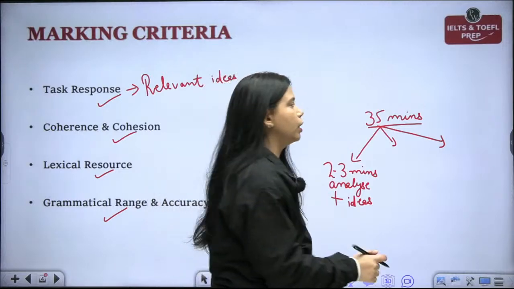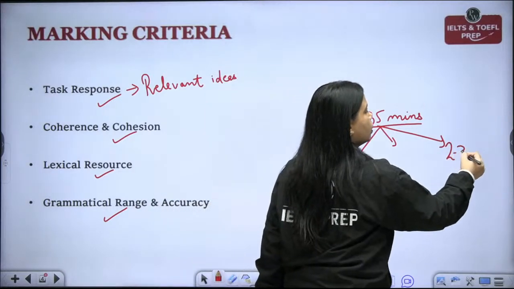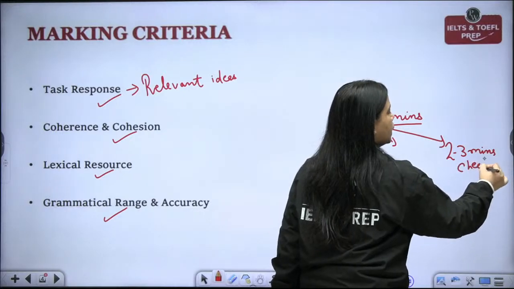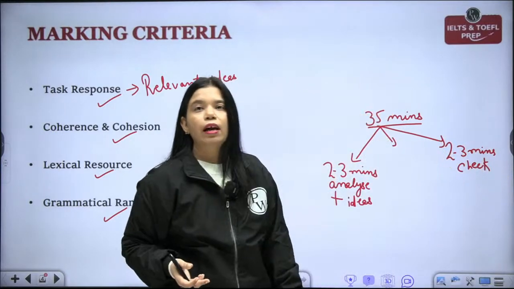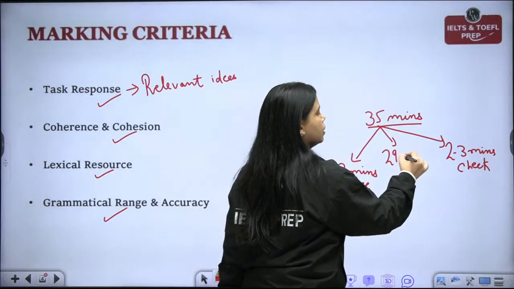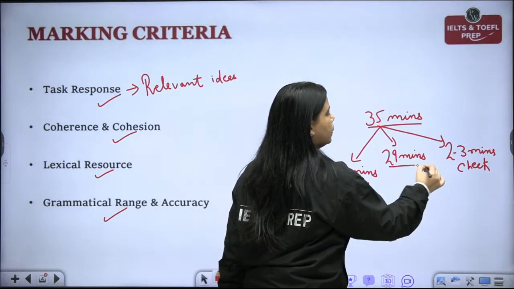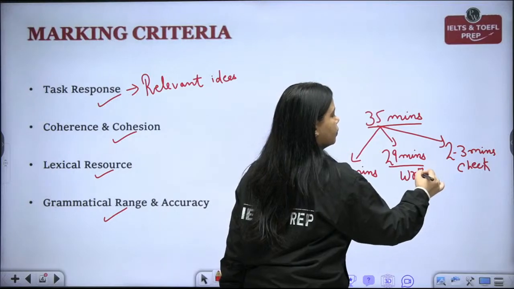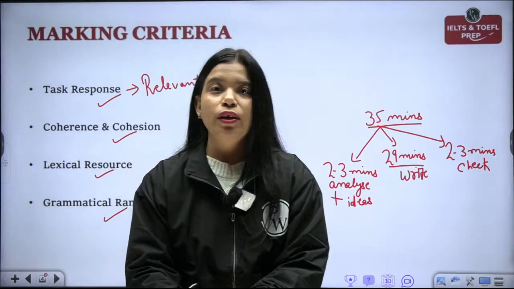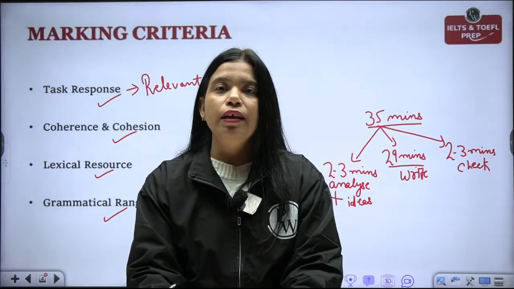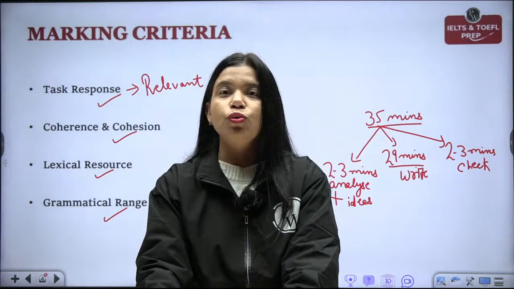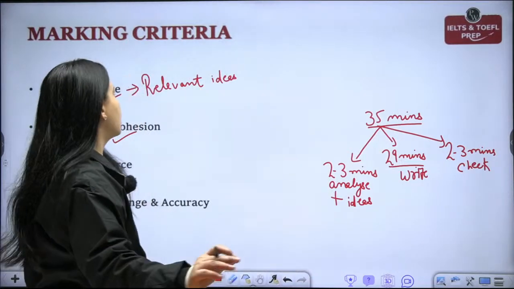In the last 2-3 minutes, it is required for you to check your essay for any grammatical errors, for any spelling errors that you might have done. That is it. And that will leave you with somewhere around 29 minutes in your hands to write the complete essay. And trust me, if your ideas are jotted down in rough, then it's no big deal to write a decent essay in 29 minutes. 29 minutes is going to be super sufficient.